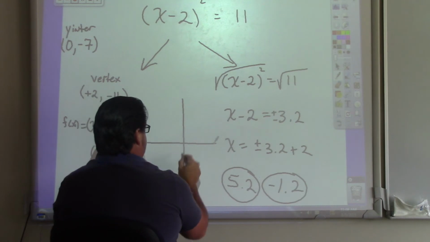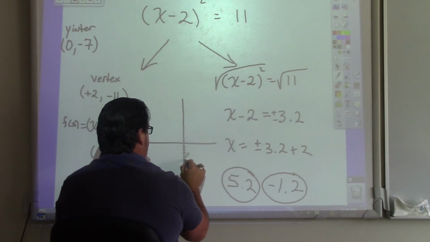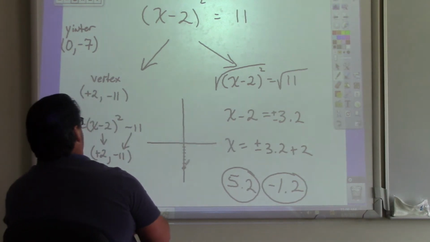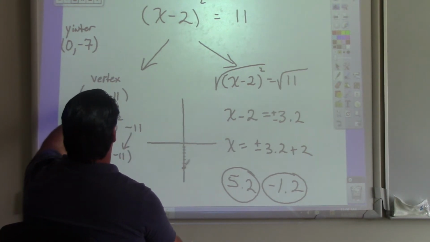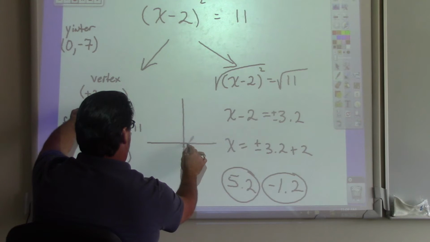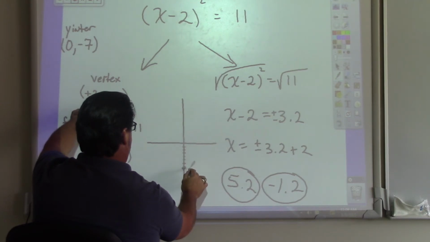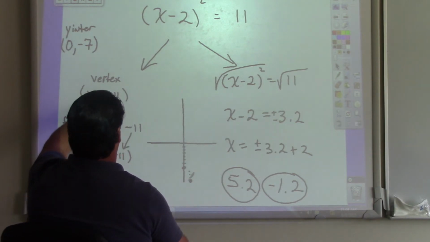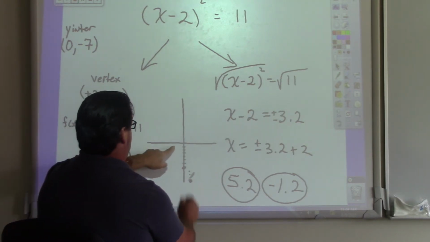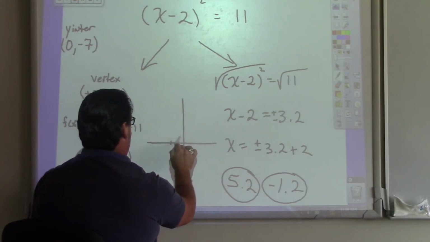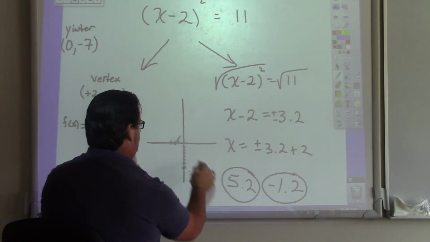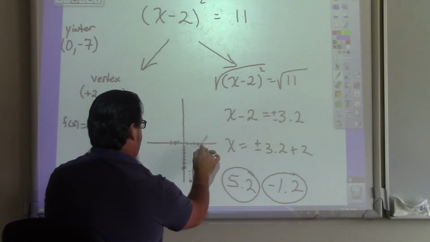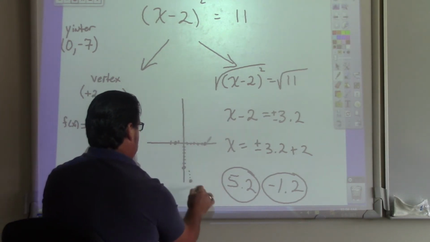So (0, -7). 1, 2, 3, 4, 5, 6, 7. There's our y-intercept. Our vertex is (2, -11). Well, there's 7, 8, 9, 10, 11. And then our vertex is (-1, 2) and positive 1, 2, 3, 4, 5, 5.2.